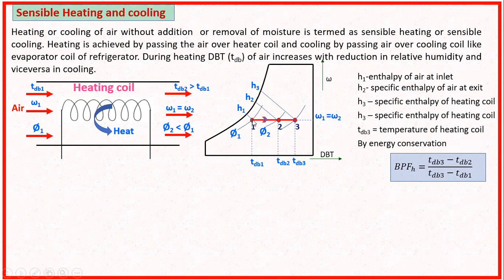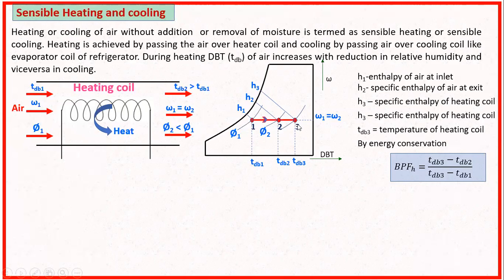Let condition 1 be the inlet, before entering the heating coil. Once it enters the heating coil, the dry bulb temperature increases. Let phi 1 be the relative humidity at this condition. As you go towards the right, the relative humidity keeps reducing. So at condition 2, the dry bulb temperature increases whereas the relative humidity reduces. This condition 2 is at the exit of the heating coil. Let H1 be the enthalpy at the inlet and H2 be the enthalpy at the exit.